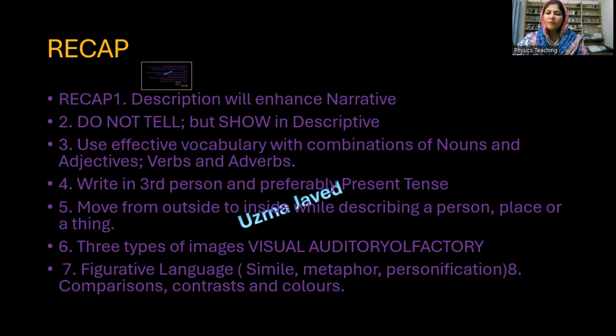There are at least three types of images that you should be able to use. Visual and auditory are compulsory, and even olfactory you can use. Olfactory means that which smells, for example, if you are describing the scene at your school canteen or in your kitchen, or the time when you were going to take dinner at a wedding. How can you avoid olfactory images?